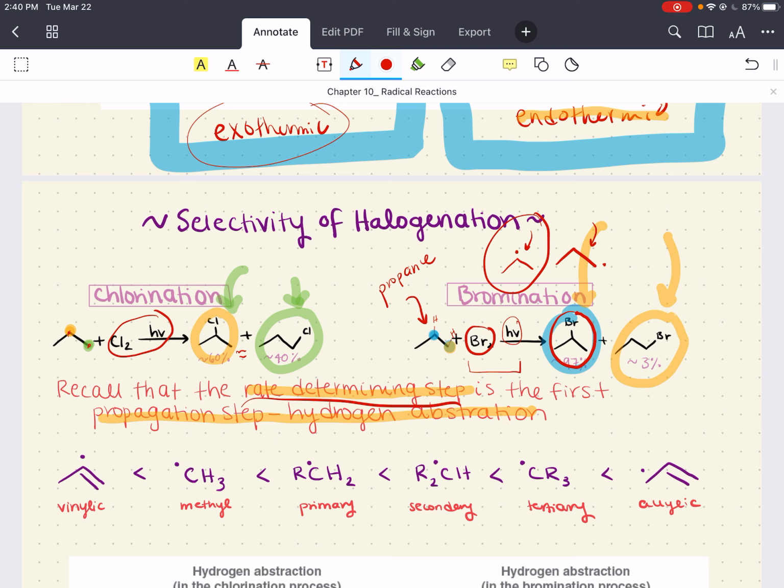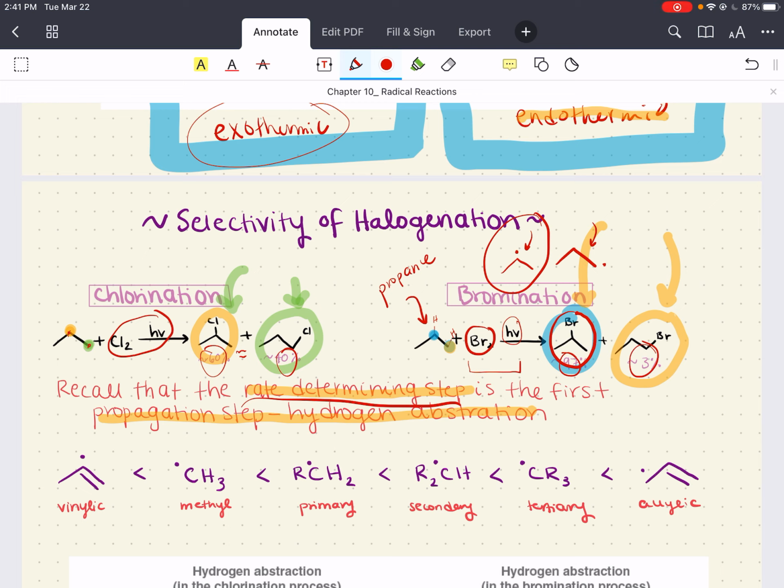Second, even though we know that our major product is the one with the more stable radical form, we want to recall that the rate determining step in the first propagation step, hydrogen abstraction, also plays a role in the difference between yield of our two products. A more stable radical form is going to result in our major product, but the discrepancies between bromination and chlorination yields are different because of their rate determining step, which for chlorination was exothermic and for bromination was endothermic.